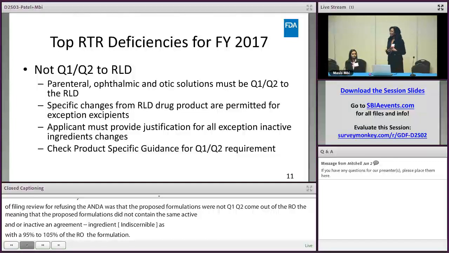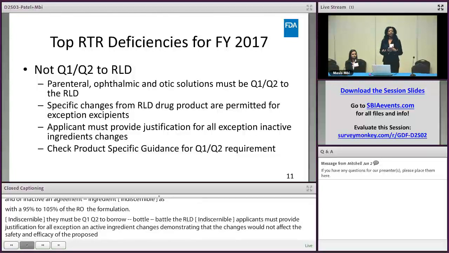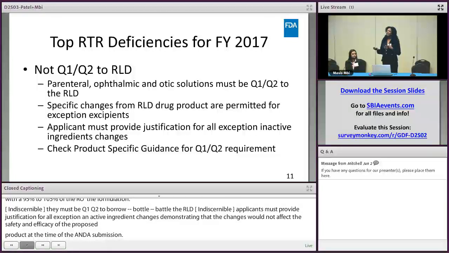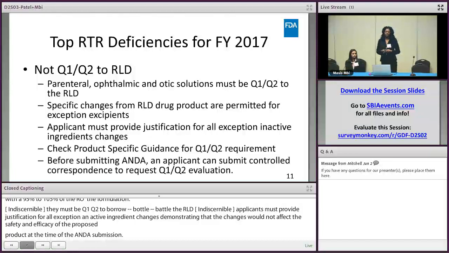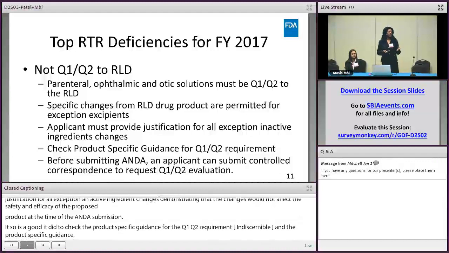It's always a good idea to check the product-specific guidance for the Q1, Q2 requirement, as you could have other dosage forms that might require Q1, Q2 as a requirement in the product-specific guidance. Before submitting an ANDA, an applicant can submit a control correspondence to request a Q1, Q2 evaluation, and I'll talk more about that as we go along in the presentation.